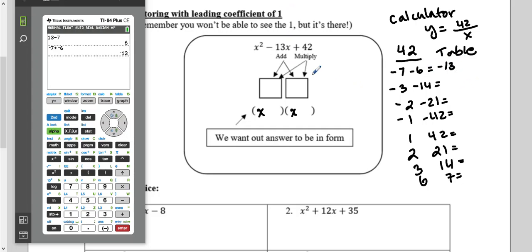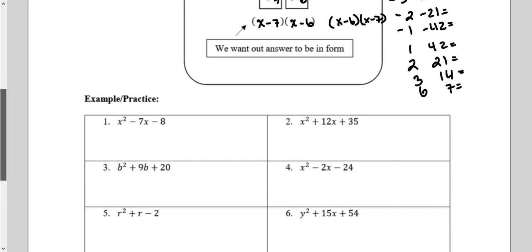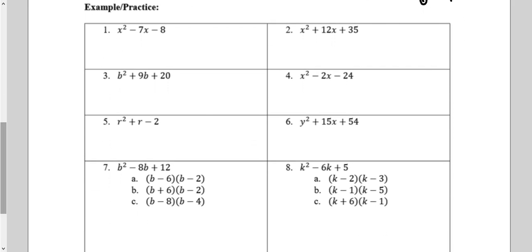Since I got -13, when I multiply -7 and -6, I get 42. And when I add these two numbers, I get -13. So these are my magic numbers that make this work: x minus 6 and x minus 7. You can switch these two, meaning you can rewrite them in the other order as well, but this here is fine. Okay, and that's how we find the two factors of a trinomial with a leading coefficient of 1.